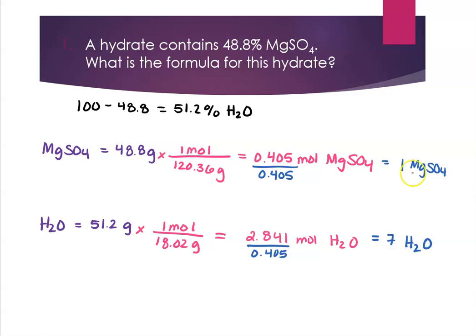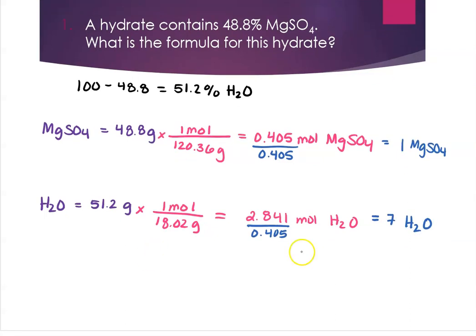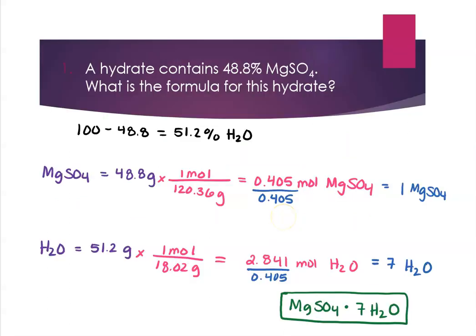So that means that the formula of my hydrate is going to be MgSO4, and then I put a dot here for multiplication, and then 7 H2O. So that means that for every 1 mole of compound, I have 7 moles of water. So for every 1 formula unit of MgSO4, there are 7 molecules of water attached to it. Okay, so let's do another.